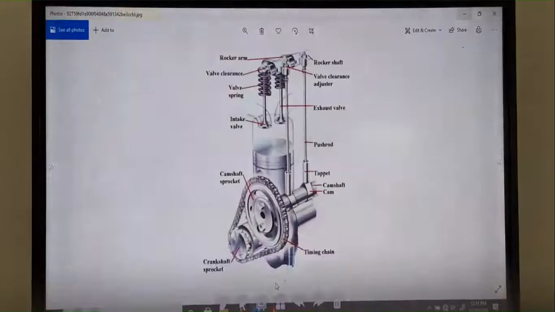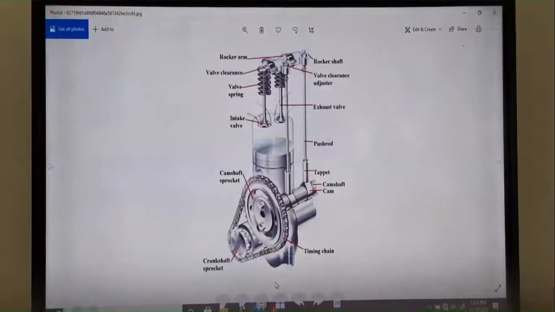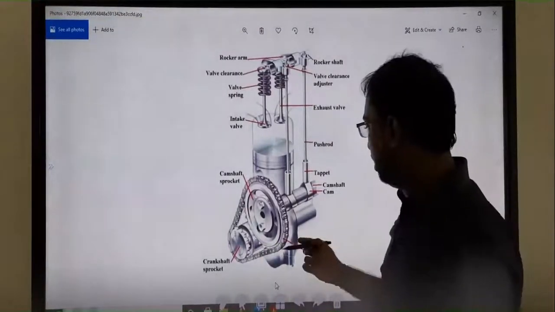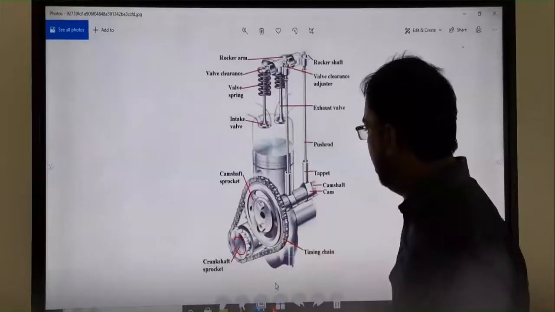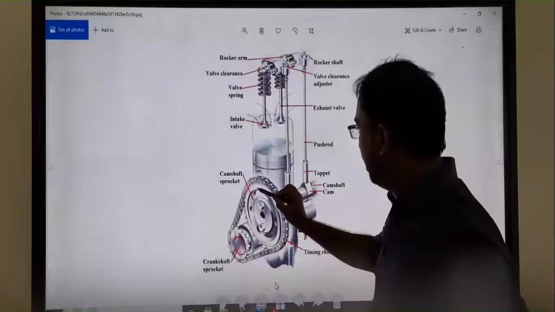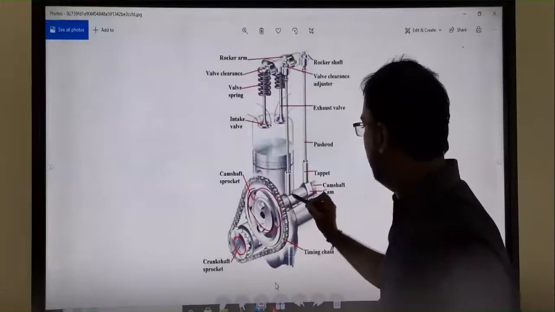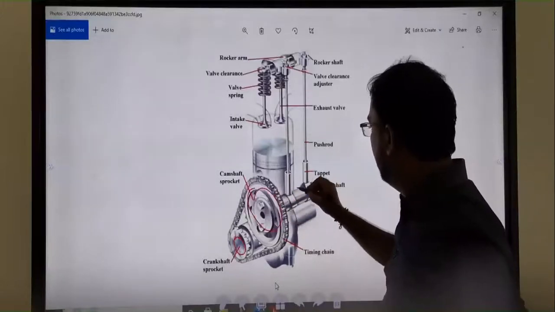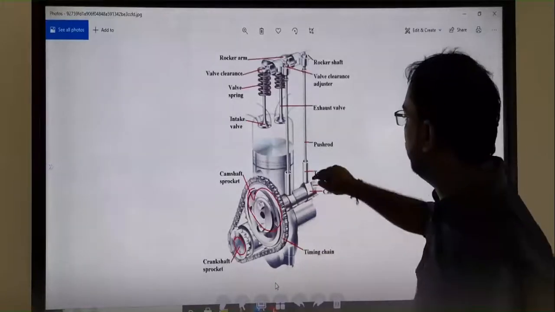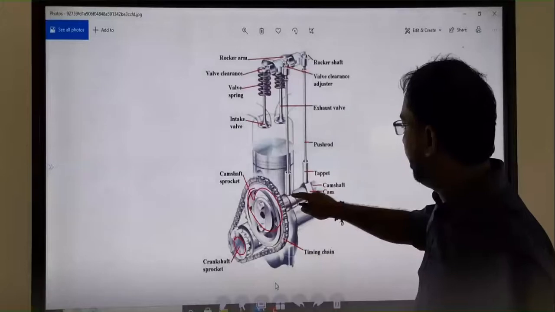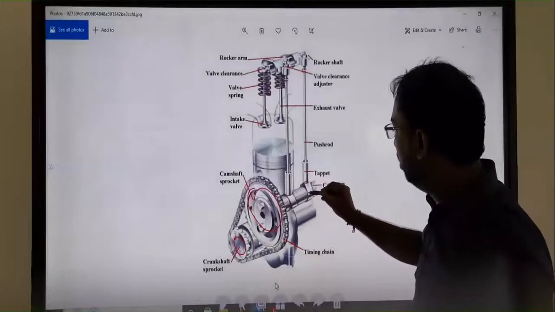There are two types of valves. Okay. Here, this is a crankshaft. Okay. This is a camshaft. So we have crankshaft. There is a rope. There is a rope shaft. This is called rope shaft. This rope shaft is connected to this camshaft.